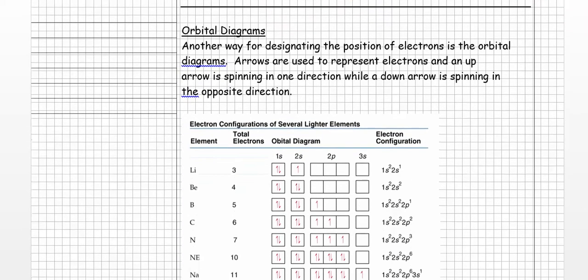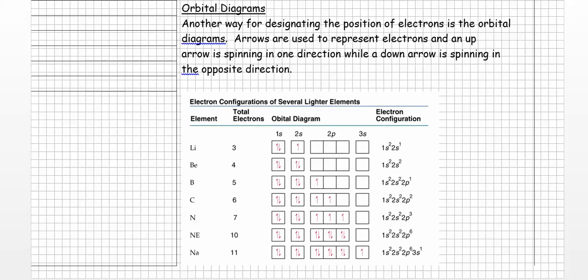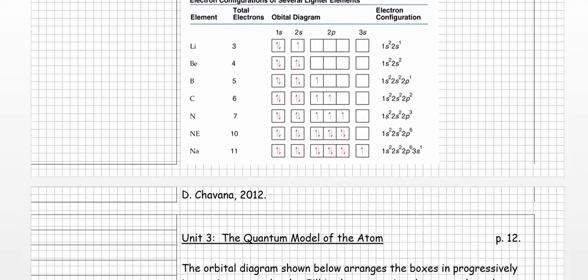I want to talk a little bit about orbital diagrams. Another way to designate the position of electrons is the orbital diagram. Arrows are used to represent electrons, and an up arrow is spinning in one direction while a down arrow is spinning in the opposite direction. So I can use orbital diagrams like we've seen before, or I can use electron configuration. Here's a couple of elements, and you can check those on your own. Let's keep going.